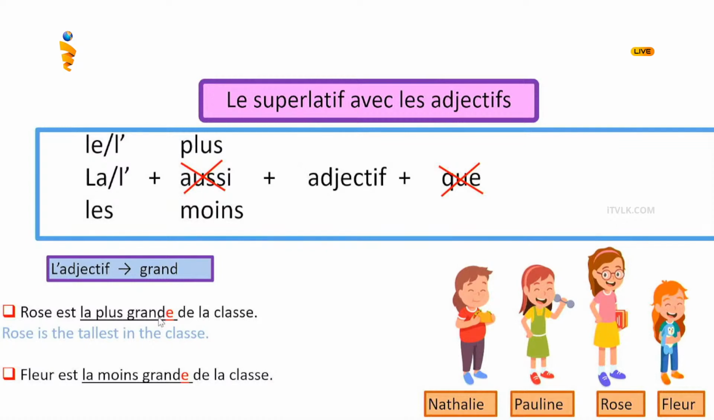Other side, Fleur est la moins grande de la classe. When you are talking about Fleur, she is the least tall in the class. Rather than saying shortest, I have used grande and I have used this format. Fleur est la moins grande, with an E, de la classe, because Fleur is feminine. Then we will go to the exceptions.